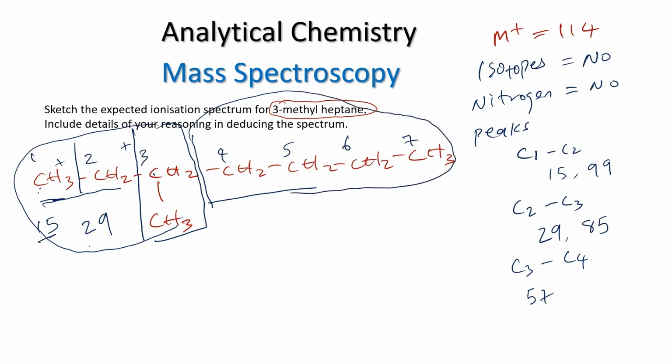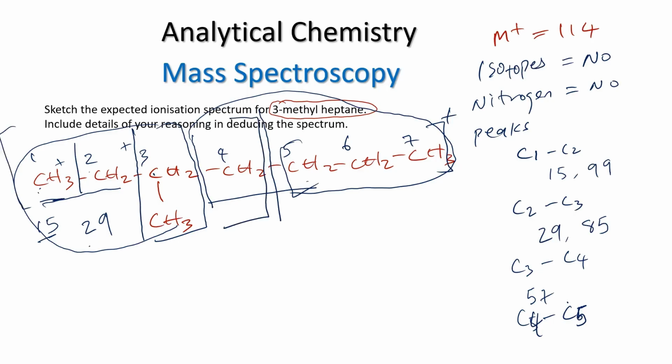Now, what if you break the bond between C4 and C5? On the right hand side, note you are going to have a propyl carbocation, and the value of the propyl carbocation is 43. And on the left hand side we're going to have this other carbocation here.